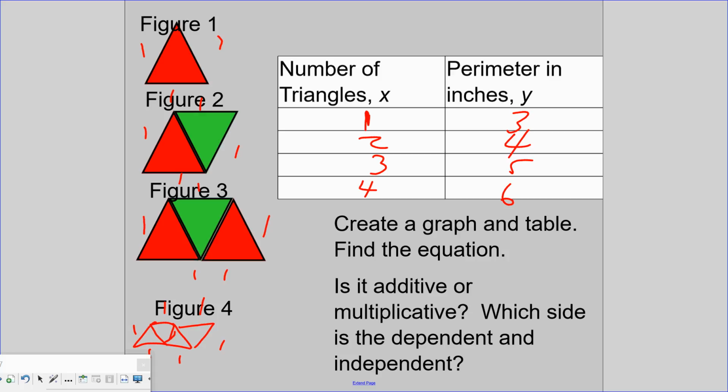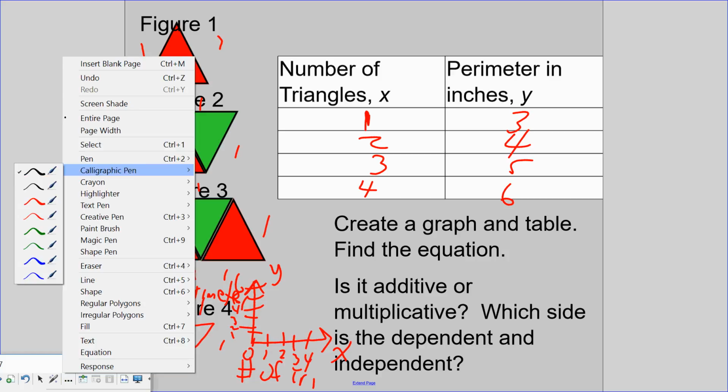So create a graph. This is the X. This is the Y. This is the number of triangles, X. This is the perimeter. Again, you got to label the axis. The number of triangles is 0, 1, 2, 3, 4. And I'll number this by 1, 2, 3, 4, 5, 6. Let me use a different pen color.